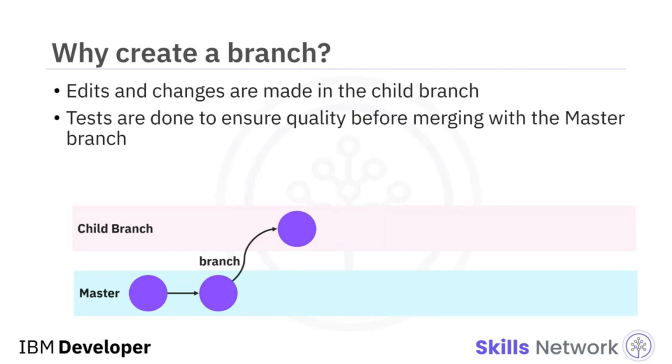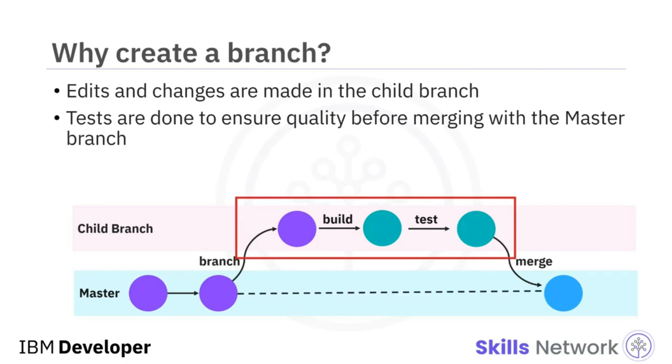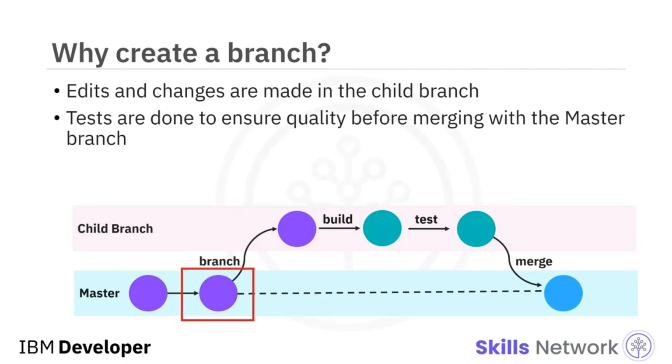Now, in the child branch, changes and experiments are done. You can build, make edits, and test the changes. And when you are satisfied with them, you can merge them back to the master branch where you can prepare the model for deployment. You can see that all of this is done outside the master branch, and until you merge, changes will not be made to the workflow before you branched.